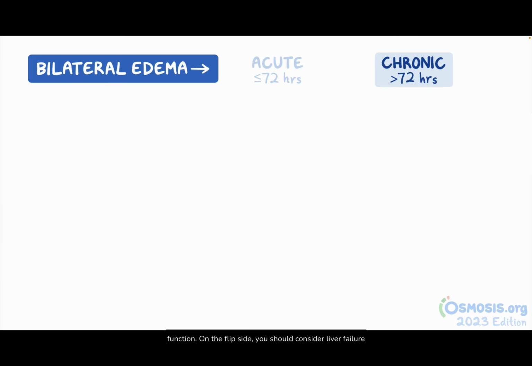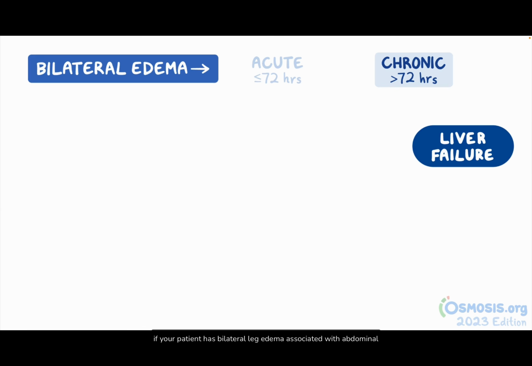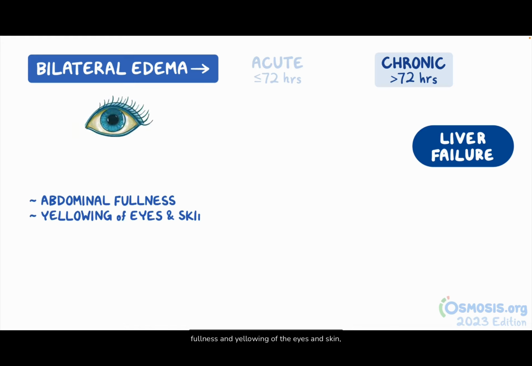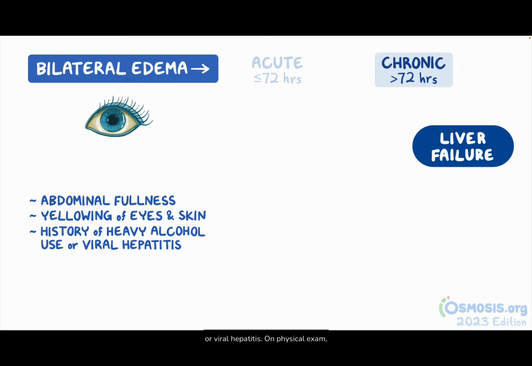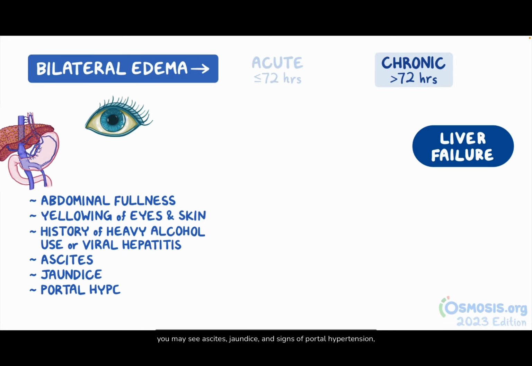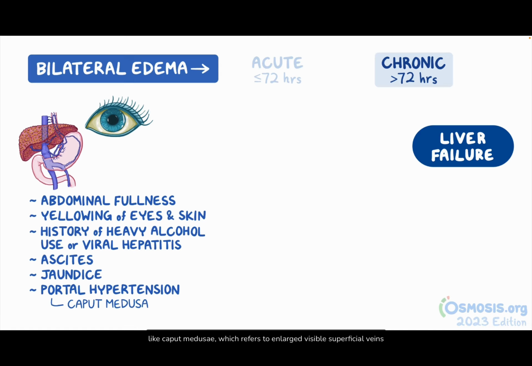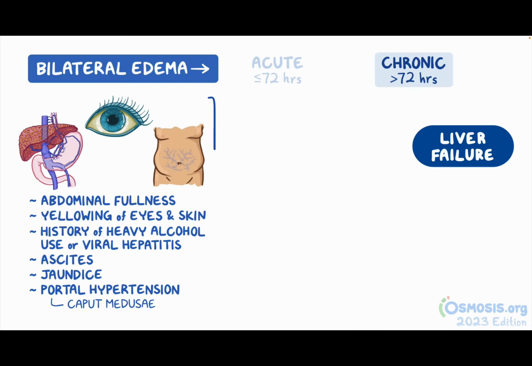On the flip side, you should consider liver failure if your patient has bilateral leg edema associated with abdominal fullness and yellowing of the eyes and skin, especially if they have a history of heavy alcohol use or viral hepatitis. On physical exam, you may see ascites, jaundice, and signs of portal hypertension like caput medusae, which refers to enlarged visible superficial veins on the abdomen radiating from the umbilicus.